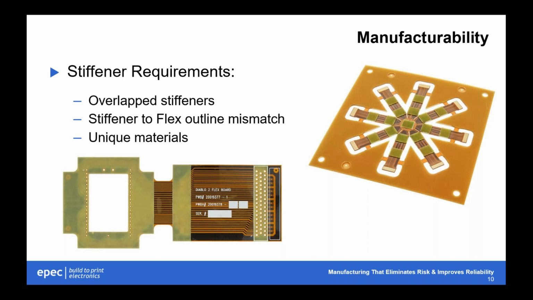And lastly, to a lesser extent, we do see some customers try to specify some very unique materials. Some of those materials we've seen are glass and ceramics. These are difficult to manufacture, and from a flex manufacturing perspective, we just don't have the facilities to work with those materials.